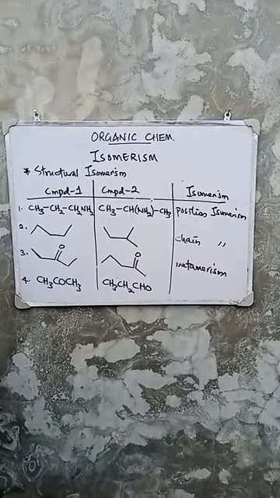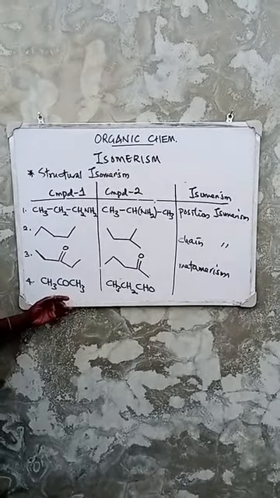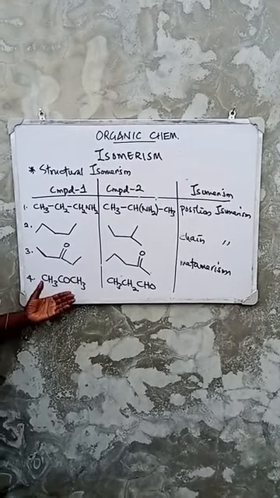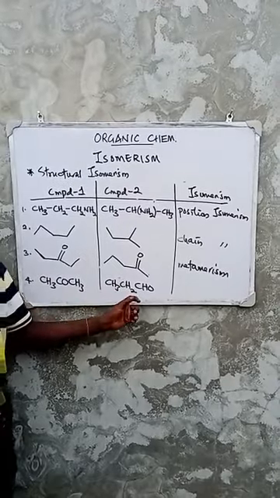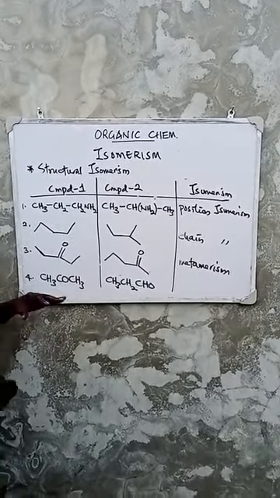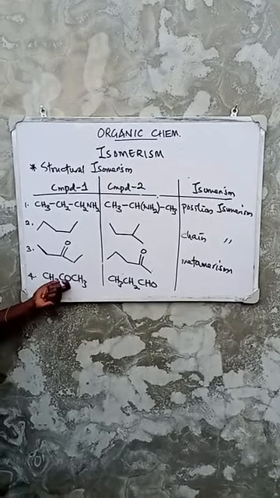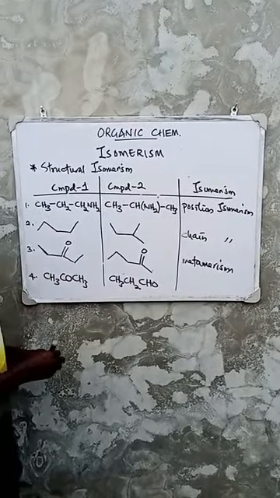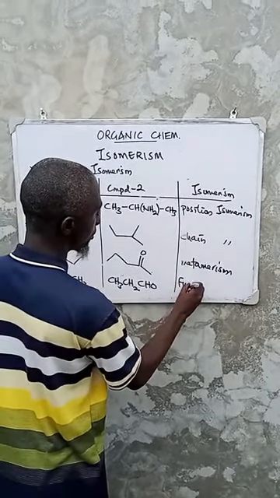In the last example, it is obvious that the two of them belong to different functional groups. This one is a ketone group, while this one is the aldehyde group. In our previous class, we had introduced different types of functional groups. So this one is our ketone group, while this one is our aldehyde group. And for this reason, we say that they exhibit functional group isomerism.